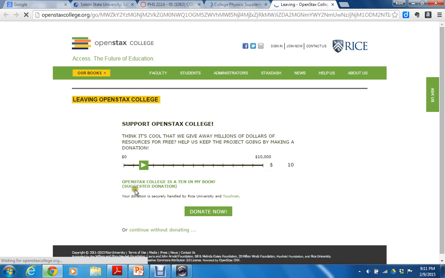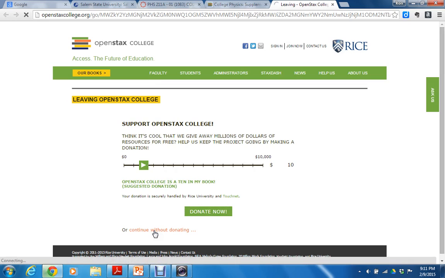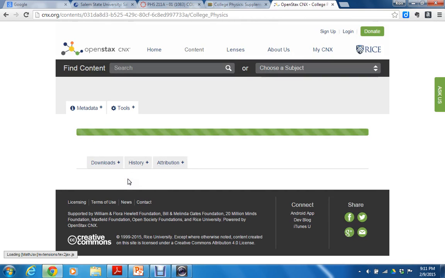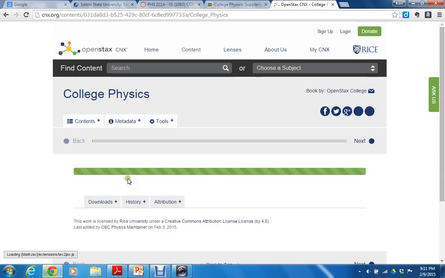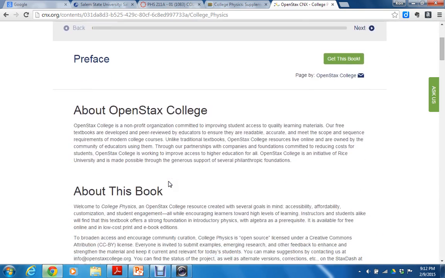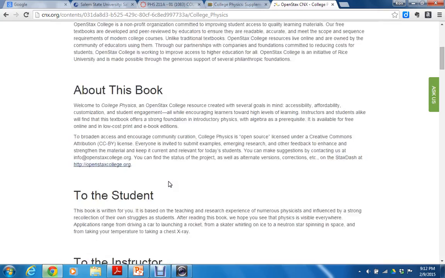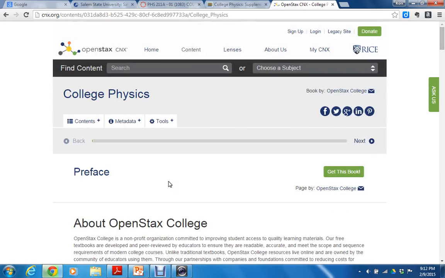So the web view, it'll say support OpenStax College. It's really a great organization that is providing free textbooks, so maybe you want to donate some money. The donate now is big, but continue without donating is there too, and you don't have to donate to enjoy the textbook. When you go here, you're now viewing the textbook as web pages, so it's not being downloaded onto the computer you're using, so you can do this in the library or the computer lab, or if you have break time at work or something.